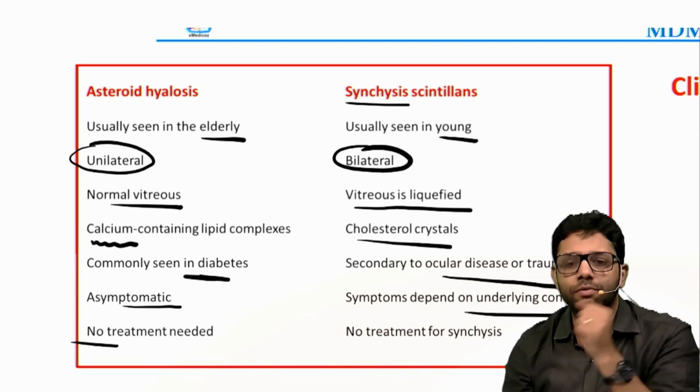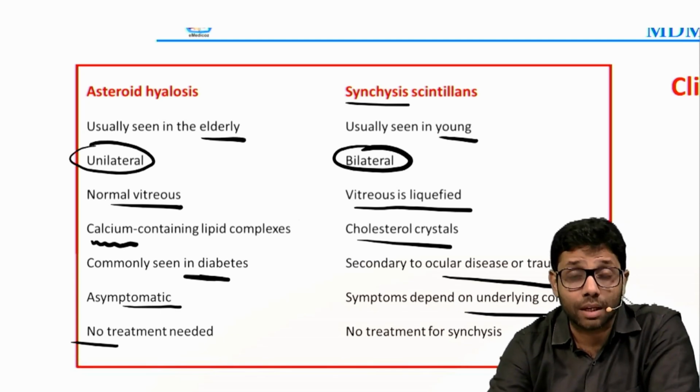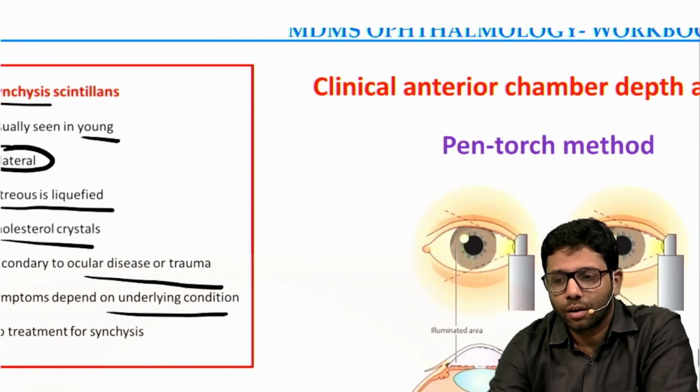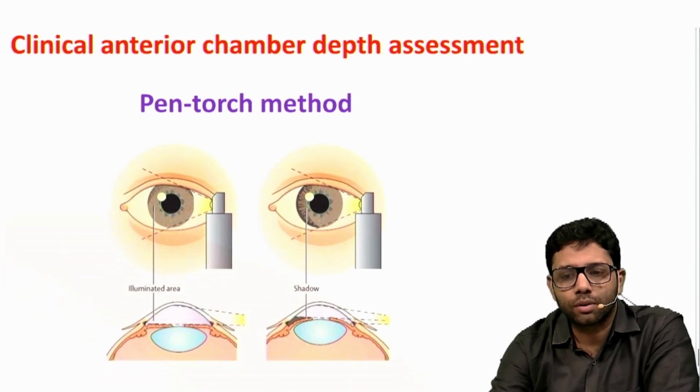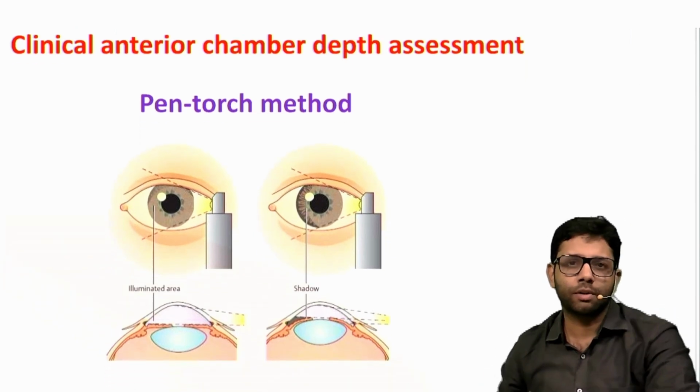That is the difference between synchysis and asteroid hyalosis. Nothing else can be asked apart from this. Now, one thing is very interesting: how to see gonioscopy. I told you in the workbook as well. It's a very important question.